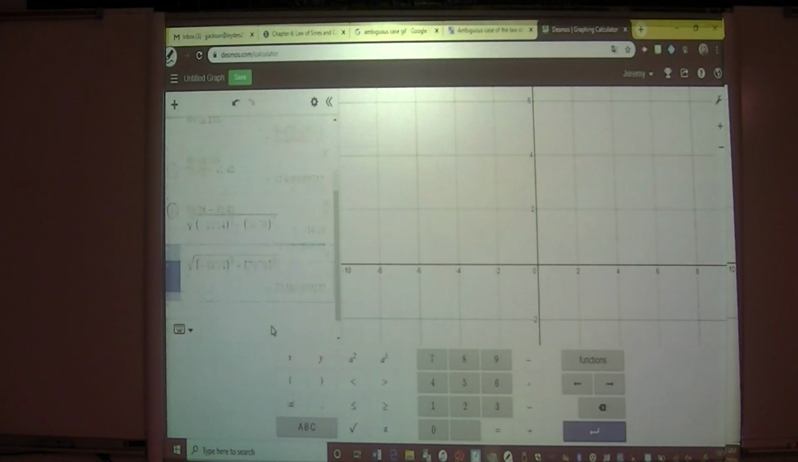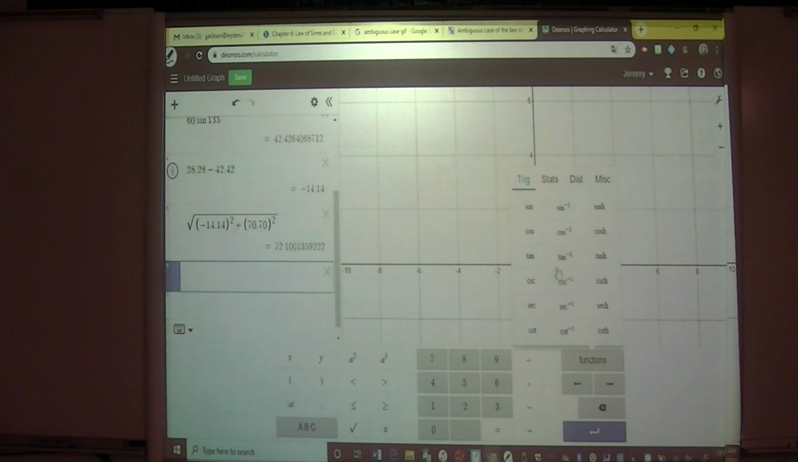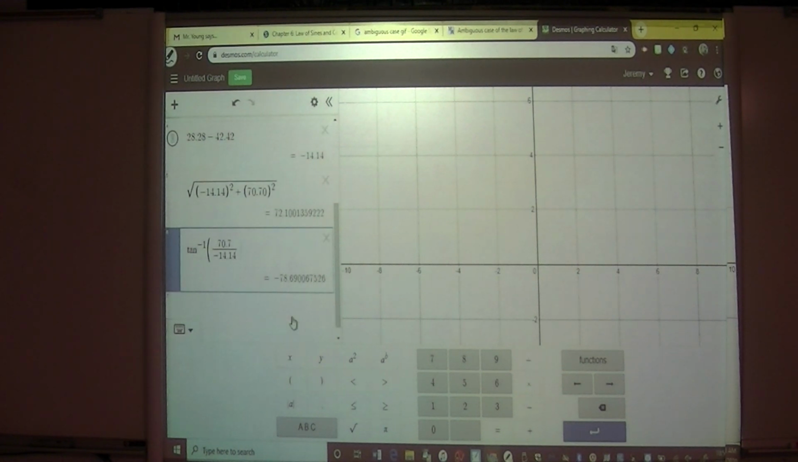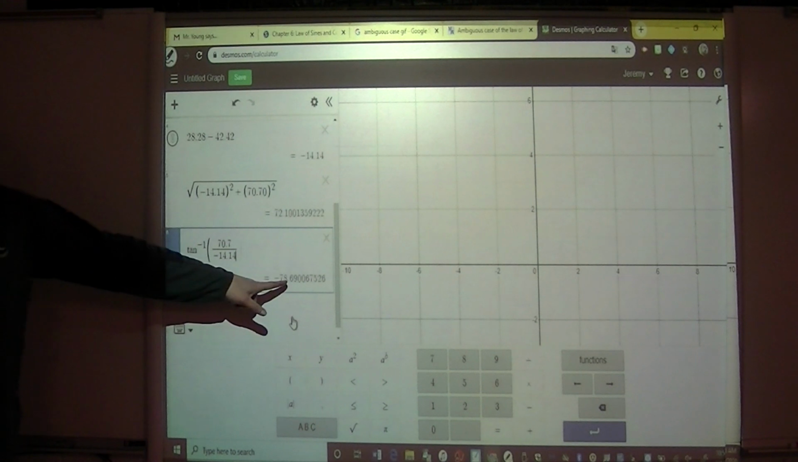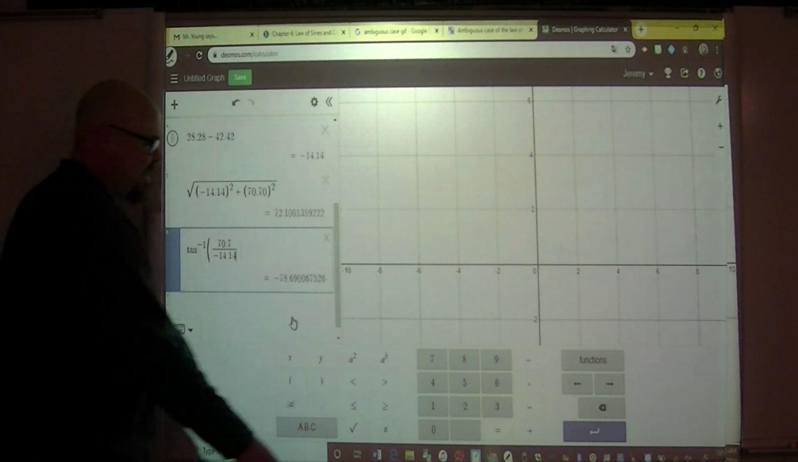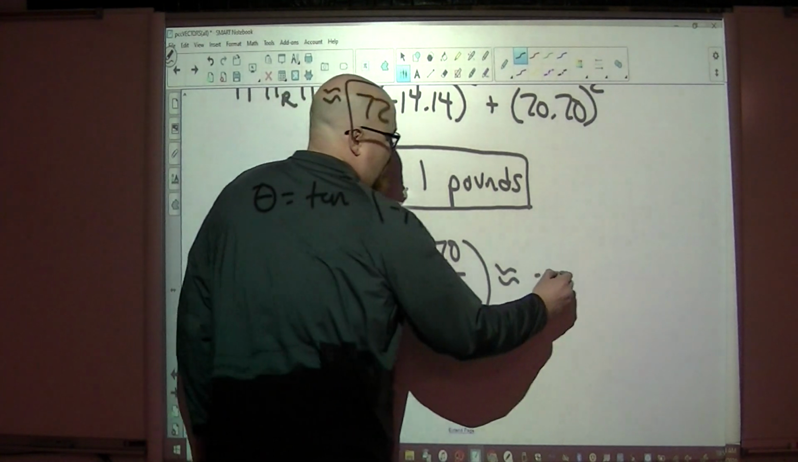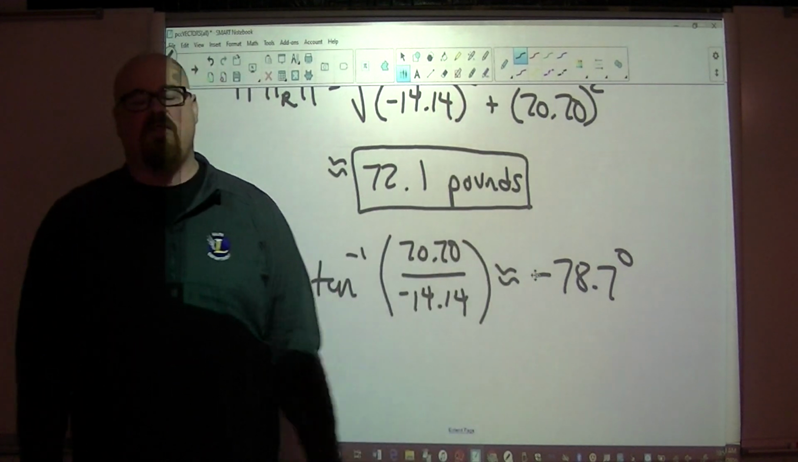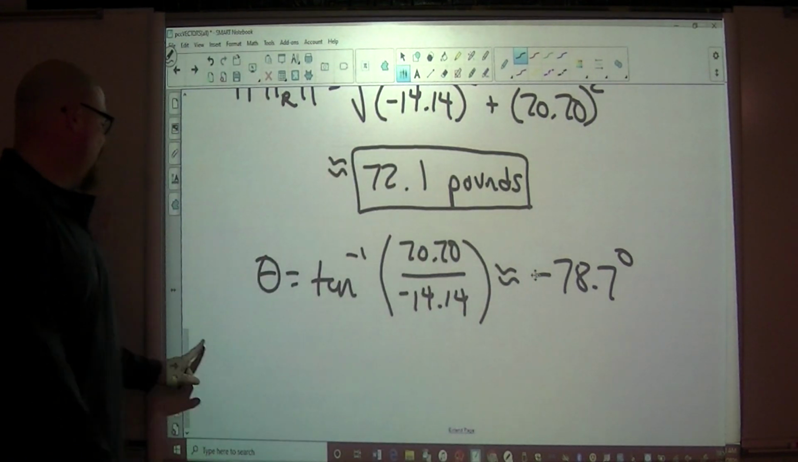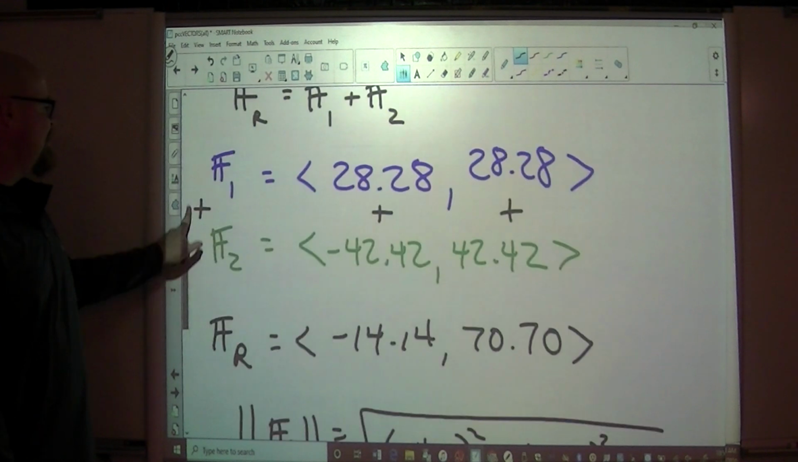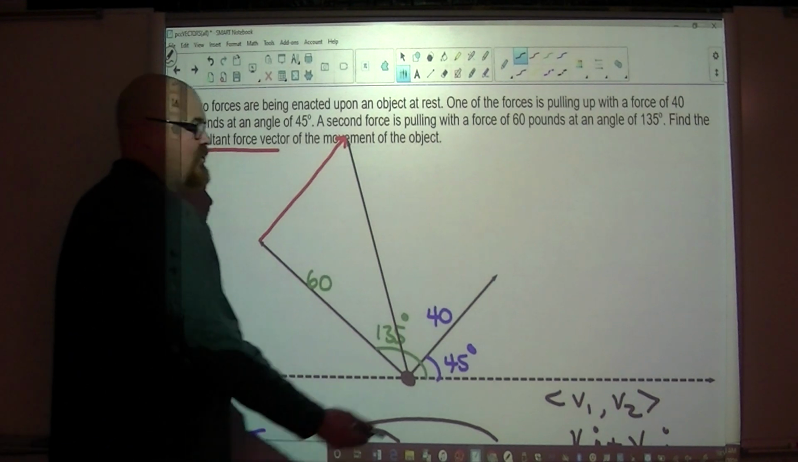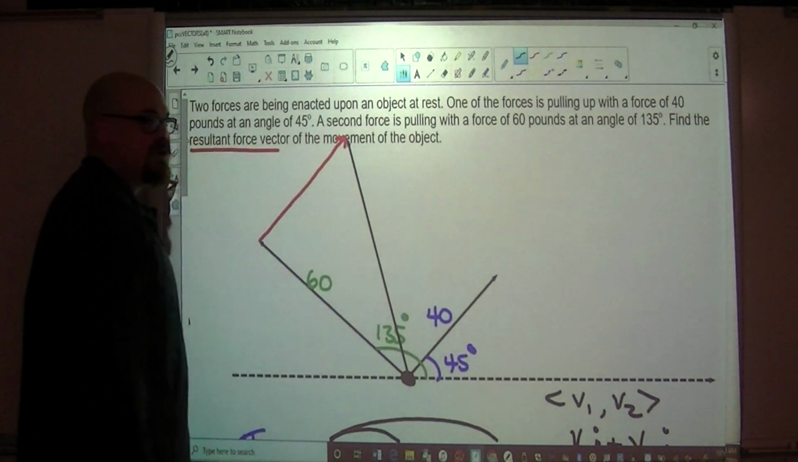If you've been keeping track of everything up to this point, you know where this is headed. We're going to go back to here. We're going to hit our functions button because we have inverse tangent. We're going to take the inverse tangent of 7.7 over negative 14.14. We get negative 78. I'm going to say negative 78.7. Negative 78.7. If you put a box around this and you're like, yeah, that's what the formula said, so I'm good, then you've been missing the point all along. We got negative 78.7. Come back up here. The direction angle of a vector has to be measured from the positive x-axis in this direction.